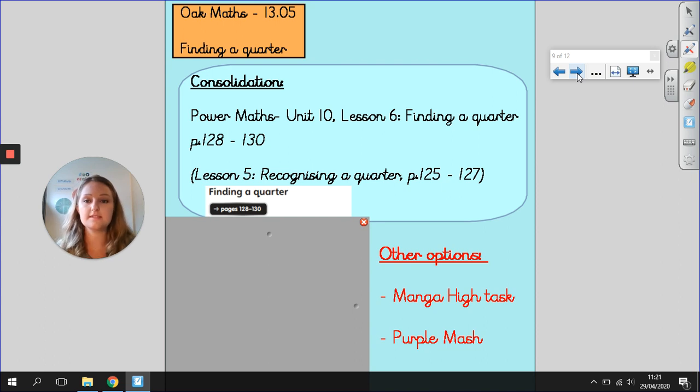So this is the point I'd like you to go have a go in your Power Maths books, please. So it's lesson 6. It's called Finding 1/4. So in this lesson, you will be finding 1/4 of sets of objects. Okay, and that's on pages 128 to 130. If you're still not very confident with recognizing 1/4 of a shape, you might like to start with the lesson before, lesson 5, of recognizing 1/4. Okay, and that will be recognizing quarters of shapes rather than finding 1/4 of a set. Okay, so when you're ready and you've had a go, I'll reveal the answers.